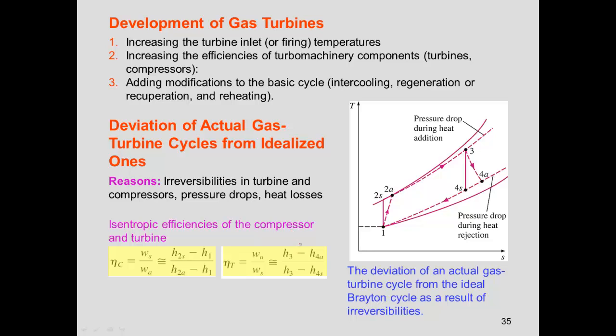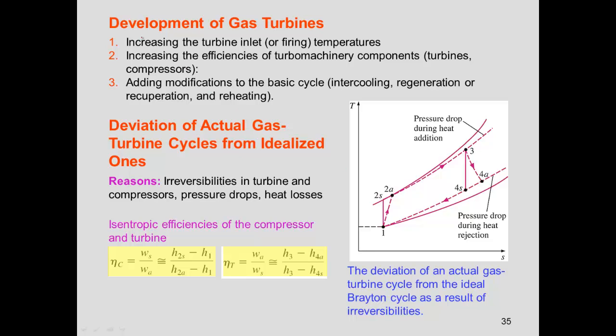The other two things that can help us to get a more actual cycle is the pressure drop during heat addition. That means that we have some pressure drop in the heat exchanger. Reasons for this variation will be irreversibilities, pressure drops, and heat losses in any of these processes.